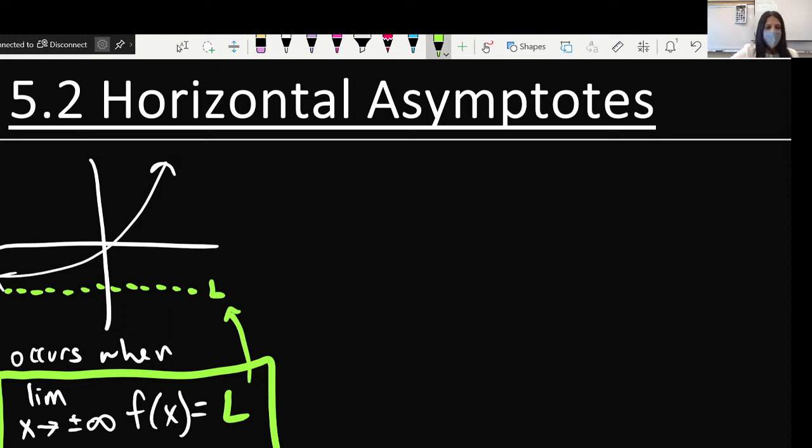Take a look at this. The limit as x is approaching positive and negative infinity. So looking at this part here, we're just saying as our x values go in that direction and as our x values go in that direction, the limit as x approaches positive or negative infinity would be equal to that y value, whatever that is. Good? So that's the first thing.